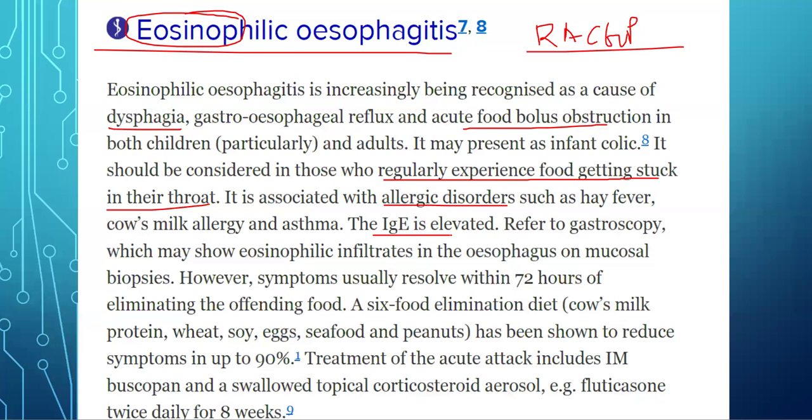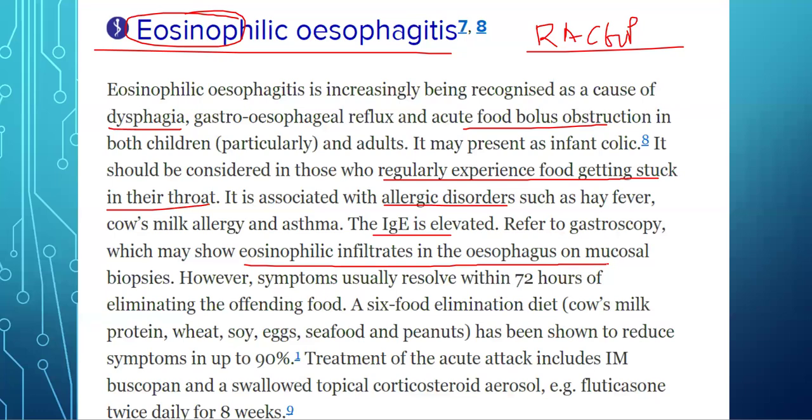So what do you do in a patient who has, let's say, a known allergic disorder and now comes to you with a sensation of food getting stuck in the throat? In those patients, first of all, you will send the patient for an endoscopy or gastroscopy. And in the endoscopy, you can find eosinophilic infiltration in the esophageal mucosa. And that can confirm the diagnosis.